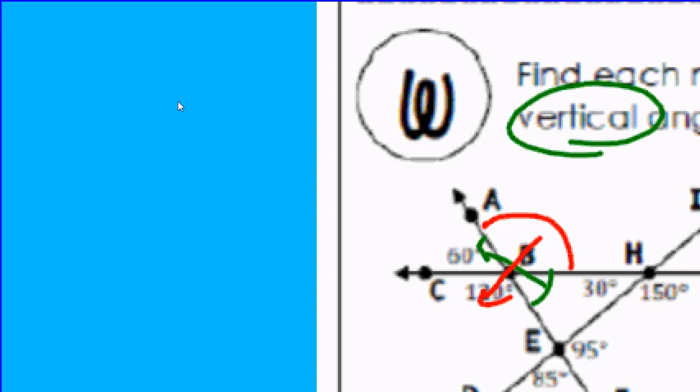BHI is this one right there, and it's vertical from 150. Does everybody get that? Okay.